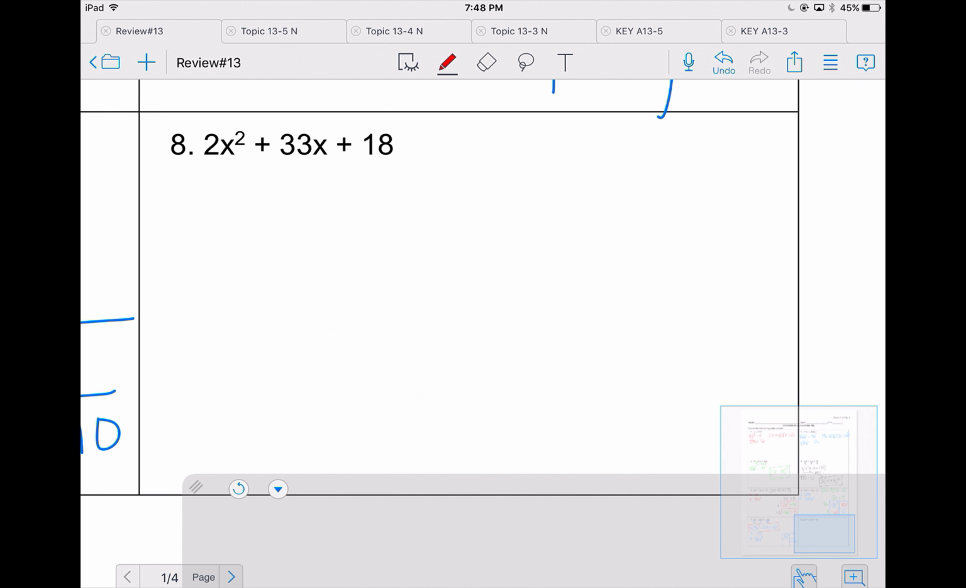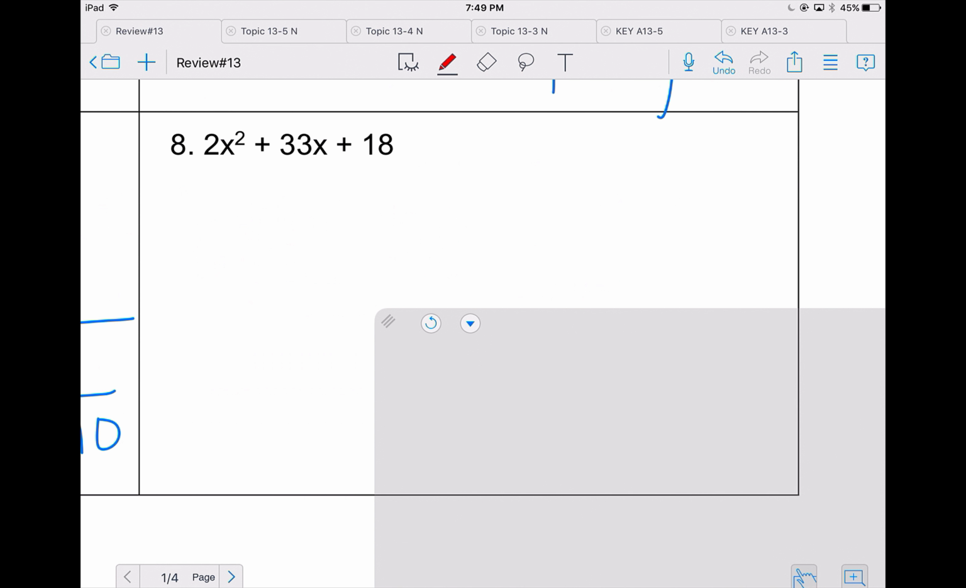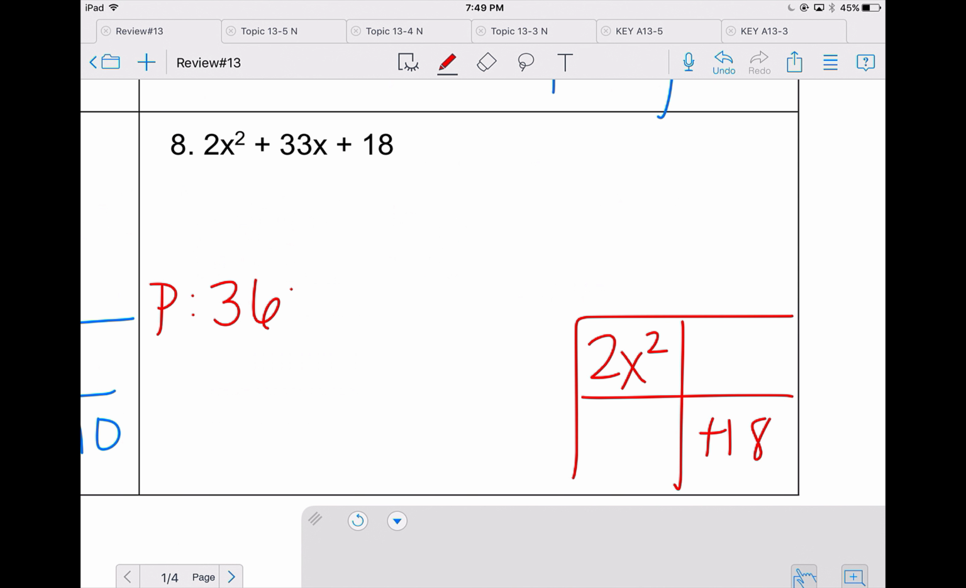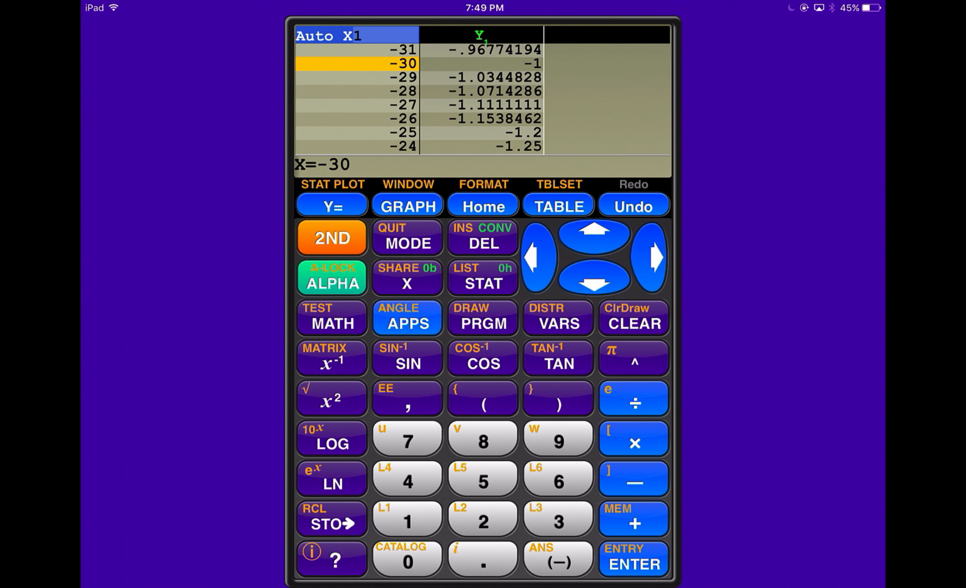Problem 8, 2x squared plus 33x plus 18. These are not all even, so I can't take that 2 out, so I go straight to the box. I have 2x squared and plus 18. So my product is a 36x squared. My sum is 33x. So I put 36 into y equals.